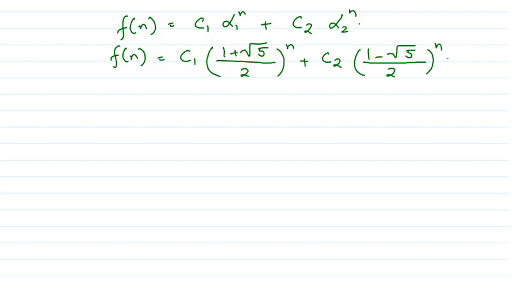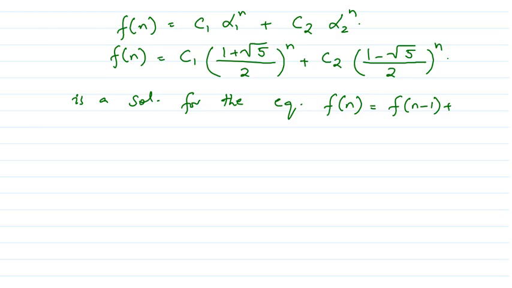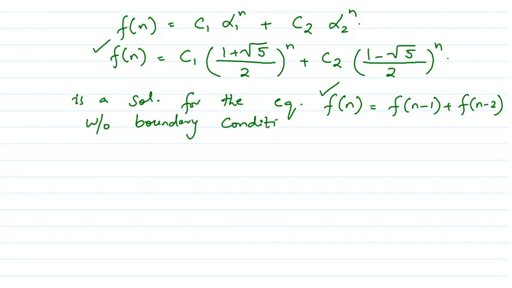So this is a solution for the equation, which equation? That is f of n is equal to f of n minus 1 plus f of n minus 2. That was the recursive form and this is its explicit formula, but without boundary conditions. What is meant by boundary conditions? Here we haven't employed the boundary conditions, and in fact without that we can't find the values of c1 and c2.